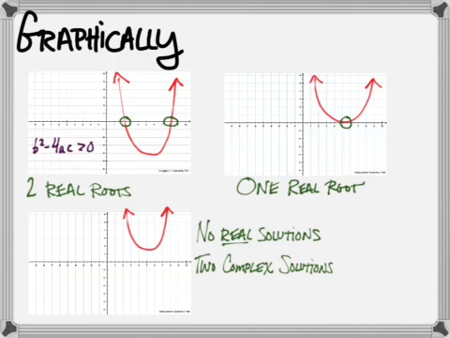Alright, in terms of our discriminant, that means that we were bigger than 0. That means we were equal to 0. And then what does the last one mean in terms of the discriminant? Less than 0.